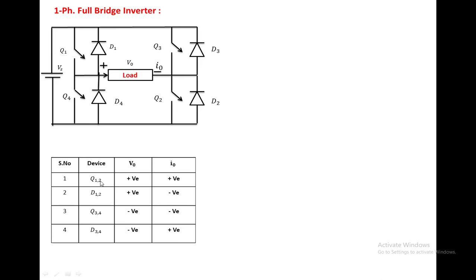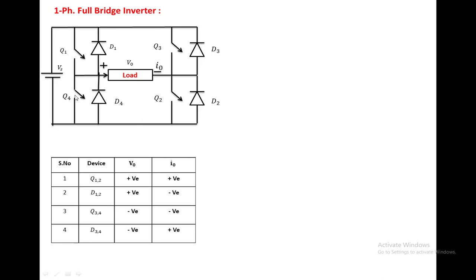If Q1, Q2 is on, the source is supplying current from source through Q1, load, Q2 and again returns to the source. So load voltage and current are positive. Suppose D1, D2 is on, and the remaining devices are off. Now the load is supplying current from load through D1, source, D2 and again returns to the load. Nothing but voltage is positive and current is negative.